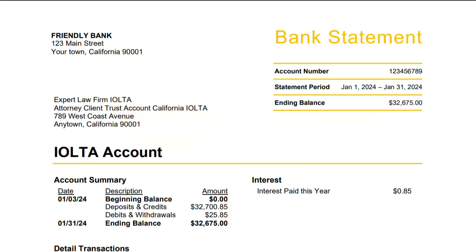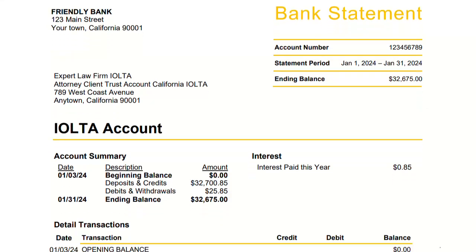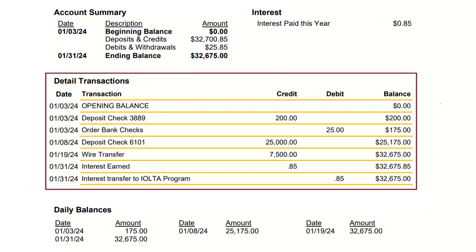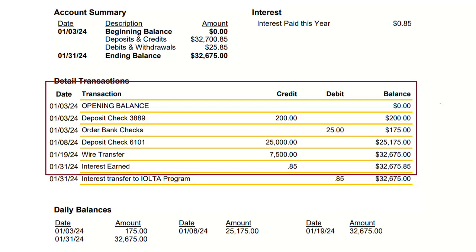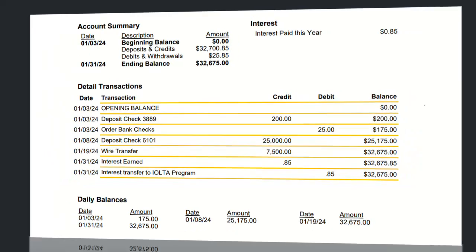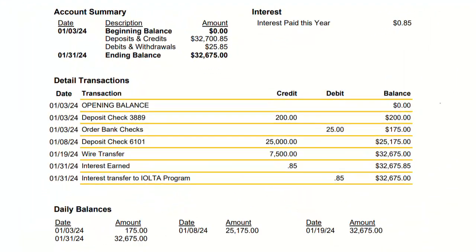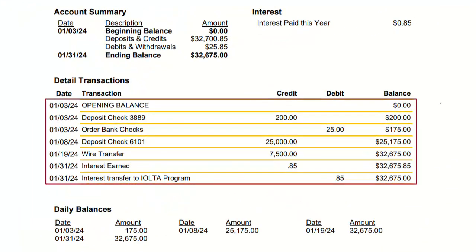Let's go to the January 2024 friendly bank statement and look at the detailed transactions for the month. These are the transactions we're going to reconcile to the account journal. For each transaction that matches between the two, we'll place a mark in both the account journal and on the bank statement next to each entry. Let's review each transaction in the bank statement.